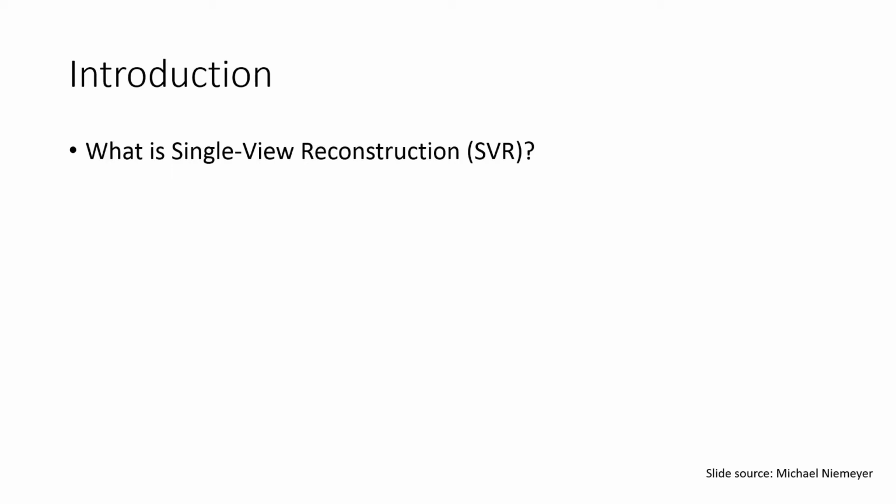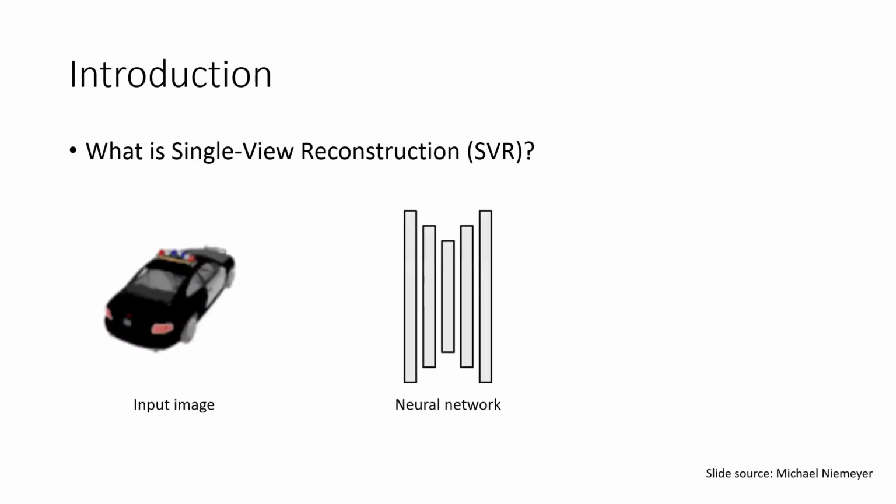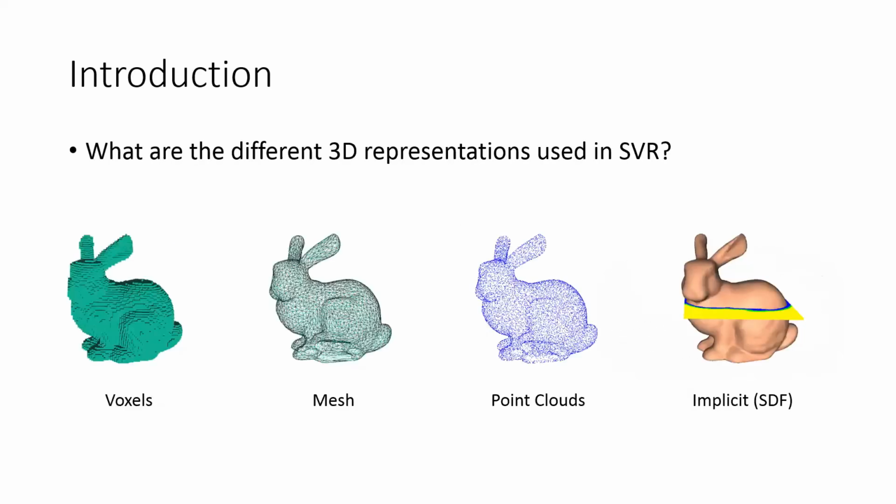Specifically, we're talking about learning-based methods in which an input image is fed into a neural network, and the task of the neural network is to learn the mapping of this 2D image into the 3D domain to extract some useful information and depict this 2D image in the 3D domain. To achieve this, we can use different 3D representations, for example, using voxels, meshes, point clouds, and more recently, we can use implicit surface functions such as the signed distance function to describe the output of the 3D shape.